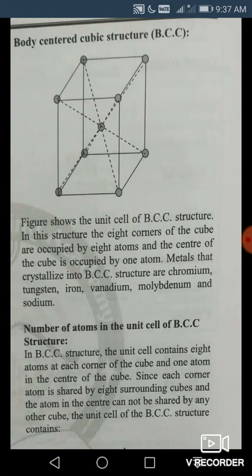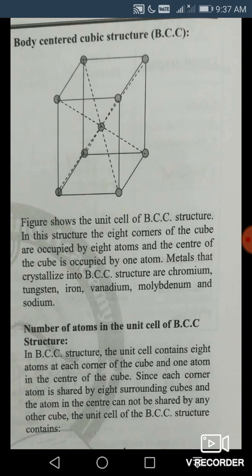So yesterday we saw how to find the packing efficiency or packing factor for the simple cubic structure. Today we are going to see how to find the packing factor or packing efficiency for the body centered cubic structure. In the body centered cubic structure, we have seen that there is one atom in the center and there are 8 corner atoms.